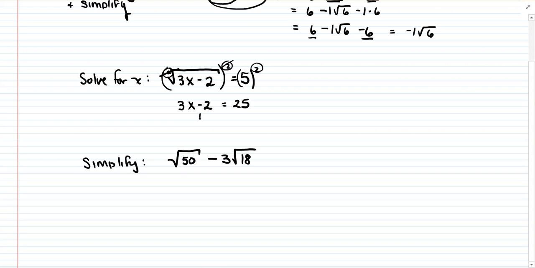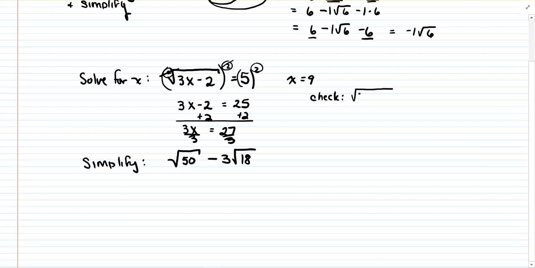And then solve for x. So add 2 to both sides of the equation. 3x equals 27. Divide by 3. And you get x equals 9. Whenever you square both sides of the equation, you do need to check your answer to make sure that it works back in the original.